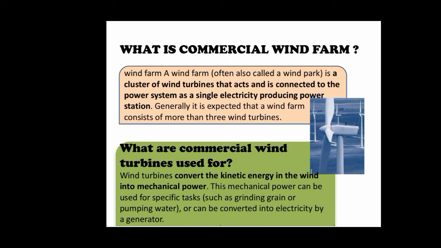What are wind turbines used for? A wind turbine converts the kinetic energy in the wind into mechanical power. The mechanical power can be used for a specific task or can be converted into electricity by a generator. So we understand what a wind turbine is used for and what a wind farm is.